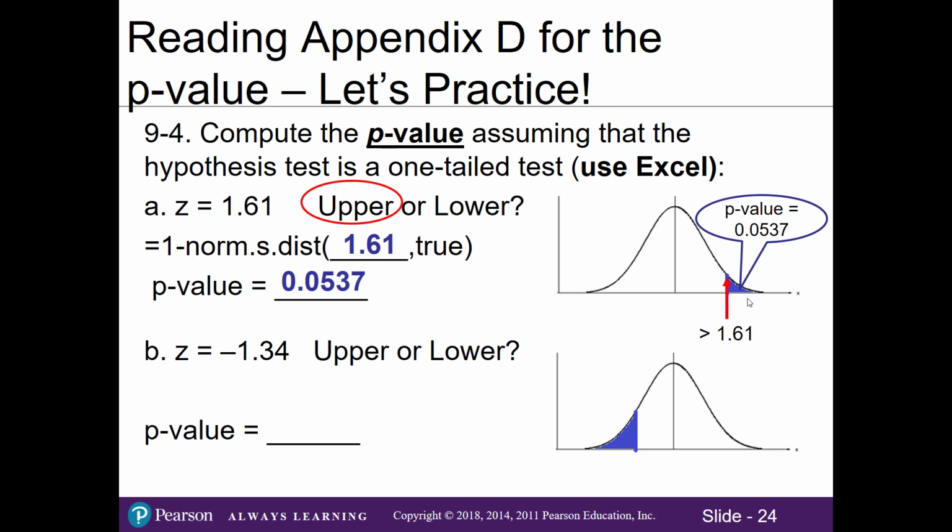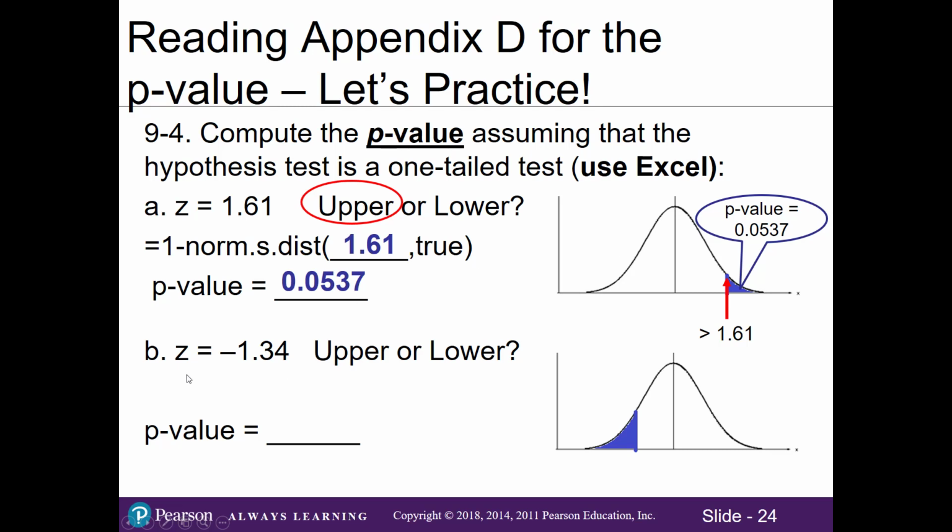0.0537. Now, if our alpha that we compare it against is 0.05, then our p-value is not less than our alpha. But let's say we have a different alpha. What if our alpha was 0.10 or 10%? That means our p-value that we found here is less than our alpha, and we would reject the null. So it all depends on what alpha you choose, and then what your p-value looks like after you solve for it. Let's go ahead and do part B.